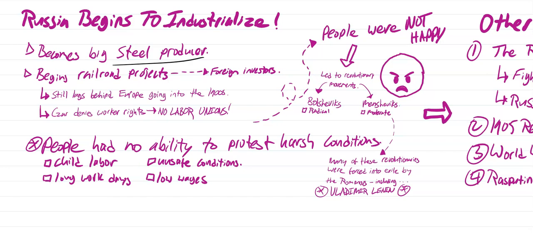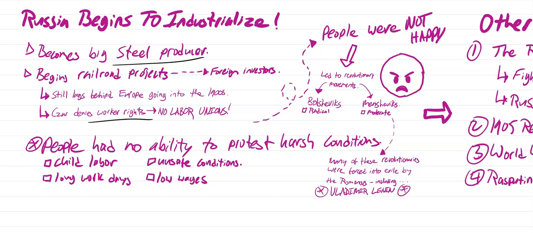So, whereas we talked about during the Industrial Revolution that other countries had employees that would strike, they had labor unions and things like this that would fight on behalf of the workers. None of that existed in Russia. And so it was starting to be a problem, and there was a lot of unrest as people began to cry out against the autocracy.